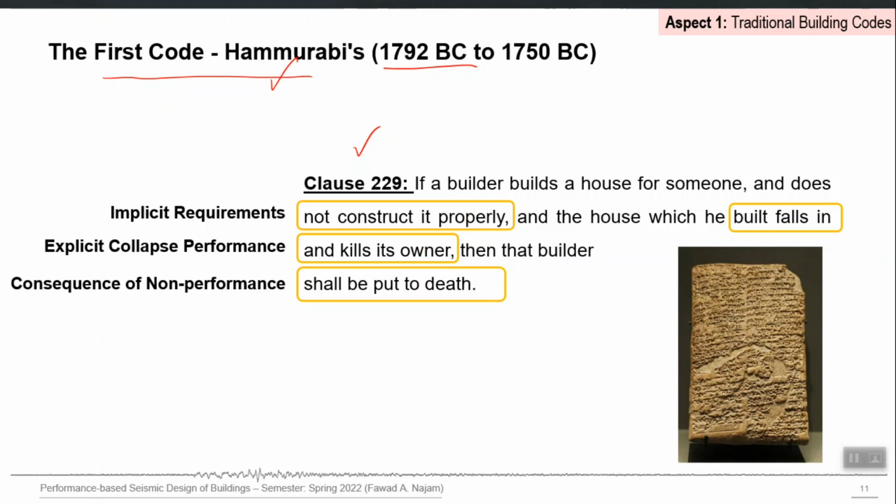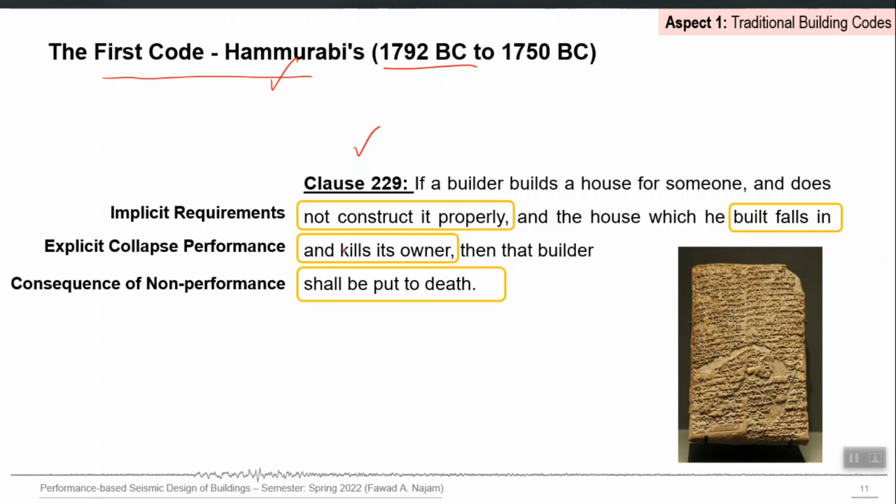If a builder builds a house for someone and does not construct it properly, and the house which he builds falls in and kills its owner, then that builder shall be put to death. This is clause 229 of what we call the very first building code, right? Just try to understand that specific provision.